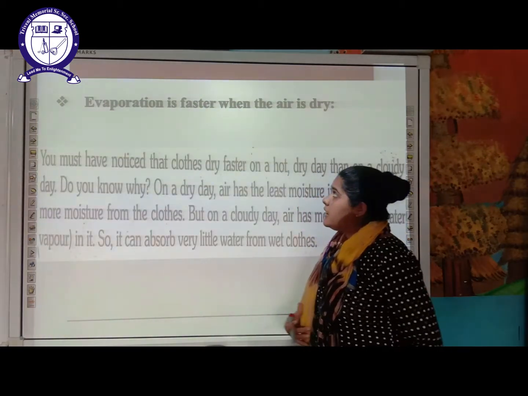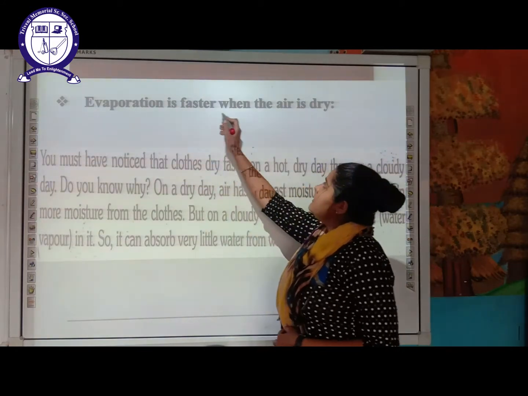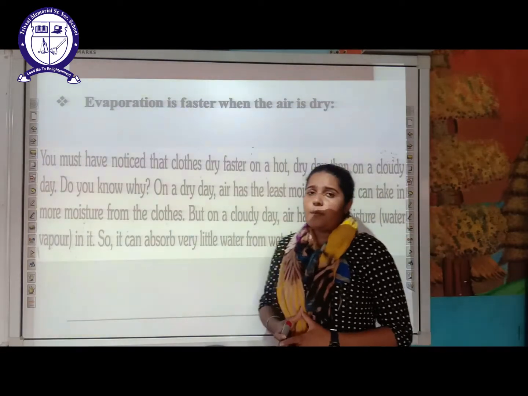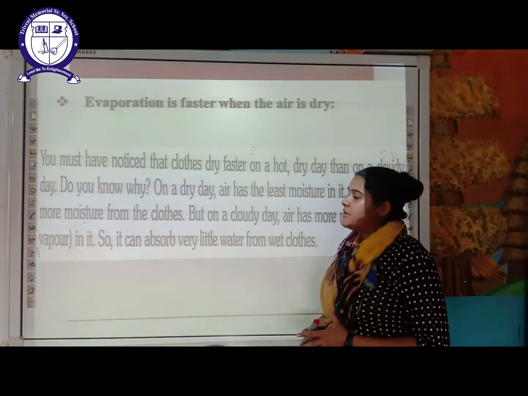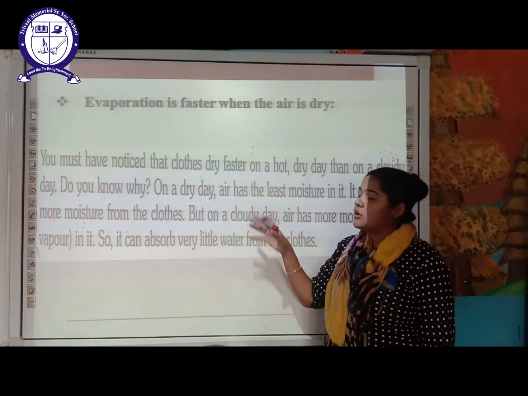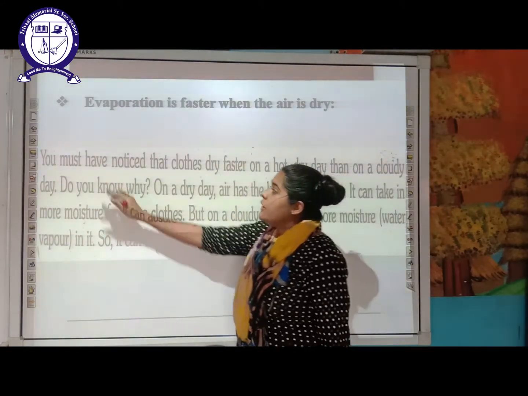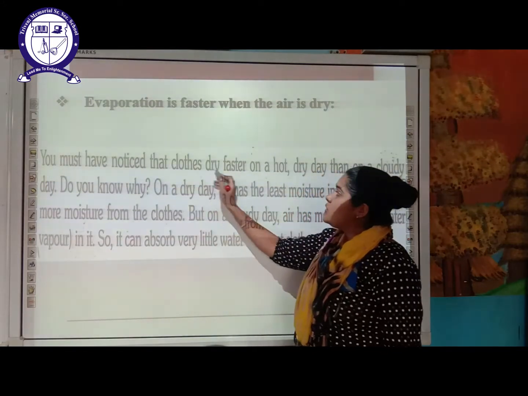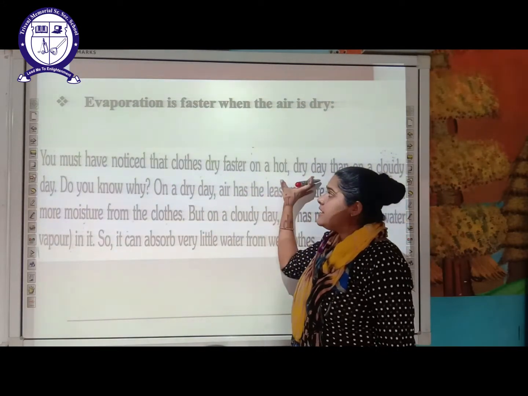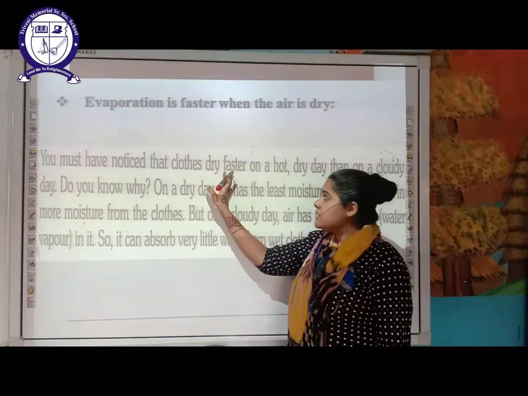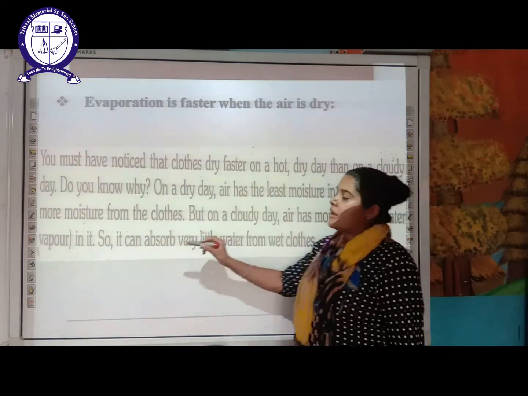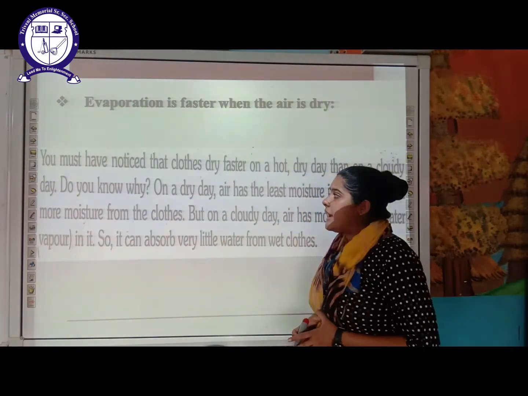Let's move on to the next factor, that is evaporation is faster when the air is dry. You might have observed your mother spreading clothes outside the house in order to dry them. You must have noticed that clothes dry faster on hot, dry days. When it is a sunny day, the clothes dry faster than on a cloudy day. Do you know the reason behind that?